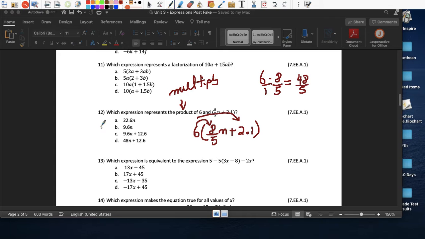So look at the answers here. They're all decimals. There's no fraction. So in your calculator, divide 48 by 5. And you should get 9.6. So this is going to be 9.6n. And then multiply 6 times 2.1. And that should give you, what's a positive and a positive? So that's a positive 12.6. Do you have anything that looks like that? You do.